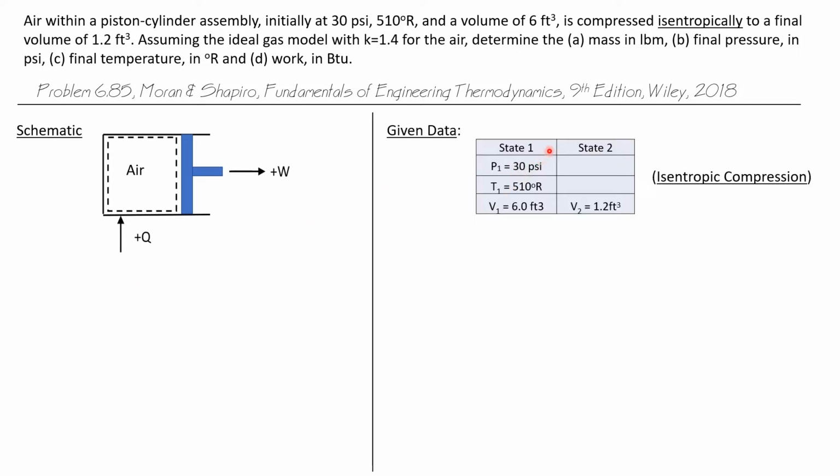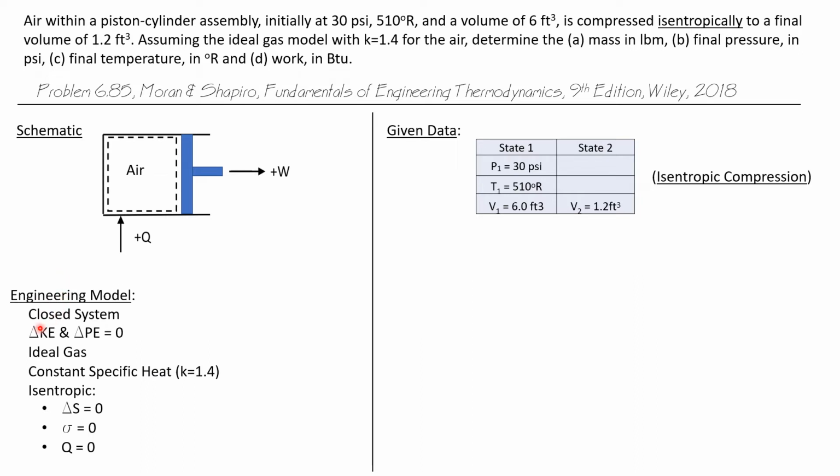Here's the given data. At state 1, the air pressure is 30 psi, its temperature is 510 degrees R, and it has a volume of 6 cubic feet. Now it undergoes an isentropic compression, and we're going to decompose that here momentarily, to a final volume of 1.2 cubic feet.